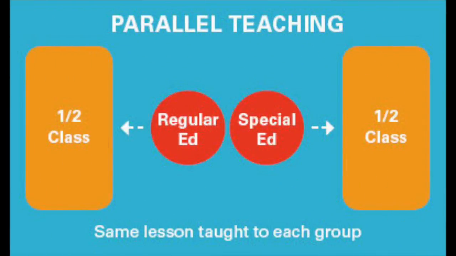Co-teachers are also able to use parallel teaching for some lessons since there are so many ranges of academic abilities. This means that half of the class would be with the general ed teacher so they can move at an average to faster pace, and the other half would be with the special ed teacher so they can move at their own pace.